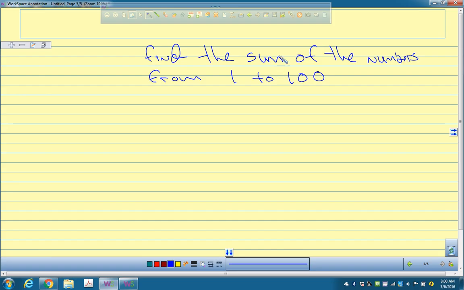Anyone think of a trick I could use to figure out the sum of the numbers from 1 to 100? What if I added 1 plus 100? How much do I get? What if I added 2 plus 99? What if I added 3 plus, what did I add next? 98. What does that make? 101, 101, 101. How many times would I do that if I were adding all the numbers from 1 to 100? Not 100, 50. I'd take half of it.